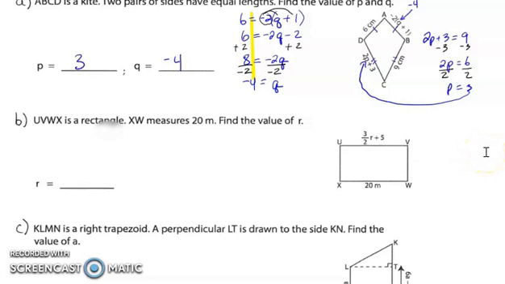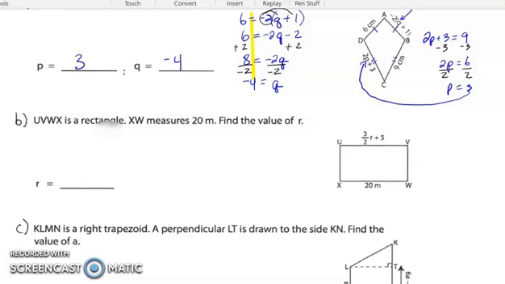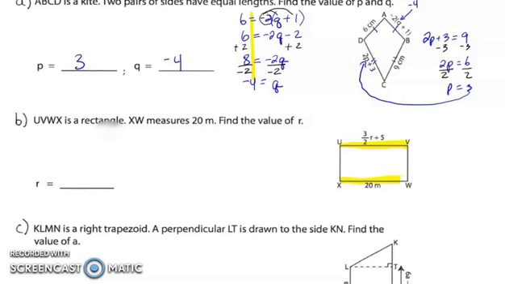Question B is talking about a rectangle. Now we don't have to look at the entire rectangle this time. We're just looking at the two sides that are going to be equal. The UV is going to be equal to the XW. And it's not asking you to find area or perimeter, it's just asking you to find the missing parts. So 3 over 2r plus 5 is going to be equal to 20.